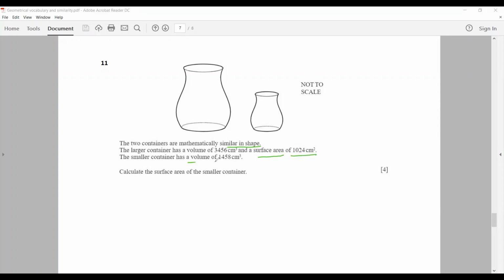The smaller container has, so basically they are similar, right? And we are not given the height, nor the radius of the base, because that helps us to find K. However, we have other information given to us which helps us to find K. If you recall, K cubed is the ratio of the volumes, right? So I used the bigger one over the smaller one, and the bigger one is this, the smaller one is this. So that helps me to find K.